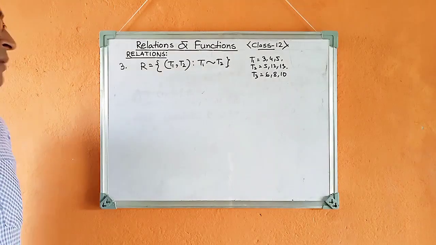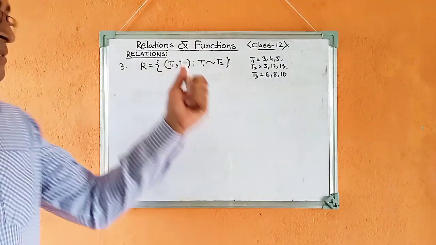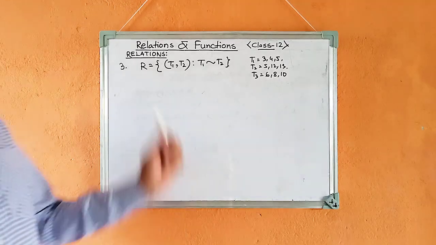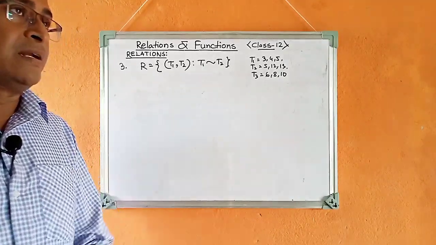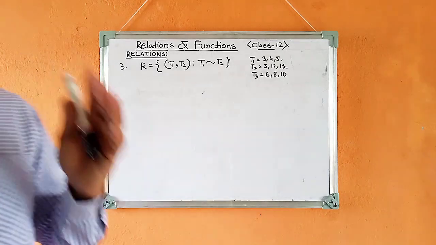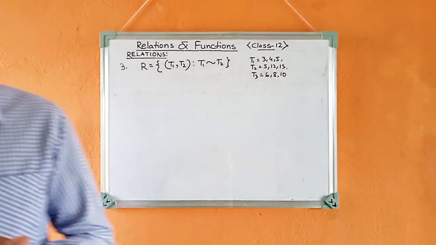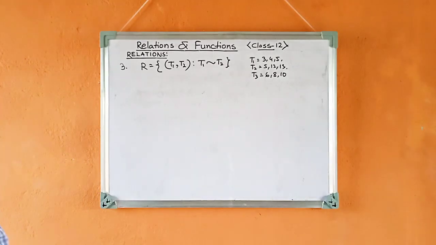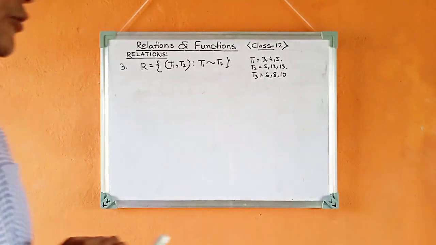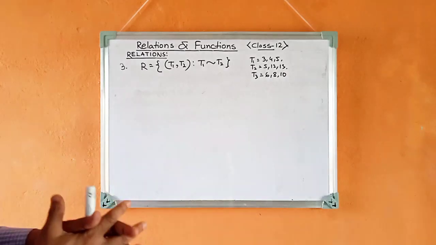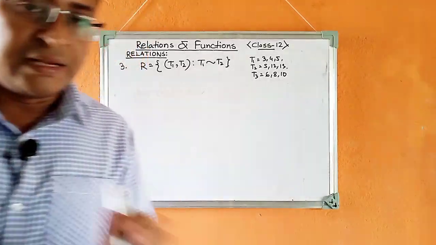Now come to it one by one. First of all, prove this one. It is required to prove that this is an equivalence relation. That means this relation satisfies three conditions. Number one, reflexive. Number two, symmetric. And number three, transitive. First of all, we prove the conditions one by one. After that, we can say that this relation is an equivalence relation.